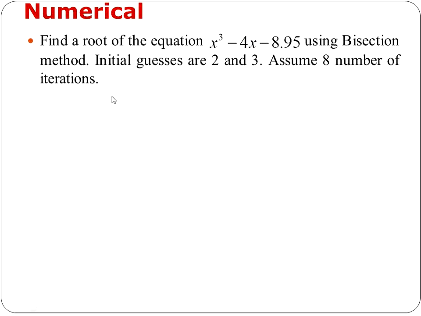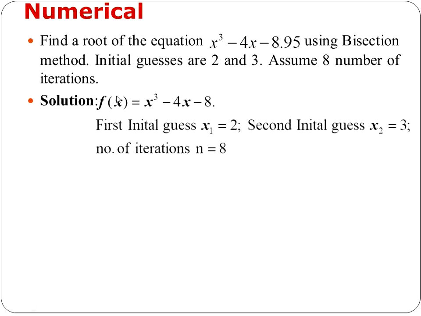For such type of numericals, first of all, write down the given data. First write the given function in terms of x, that is f of x equal to x cube minus 4x minus 8.95. With initial guesses, we can assume x1 equal to 2, and the second initial guess x2 equal to 3. If initial guesses are not given, you can assume any value you want. Then the next input data is the number of iterations. We can denote it by the letter n equal to 8.